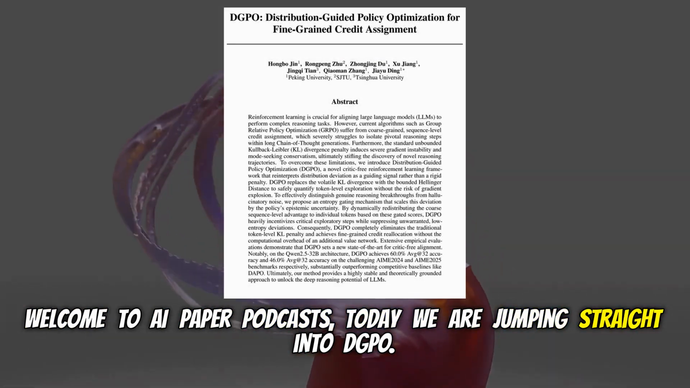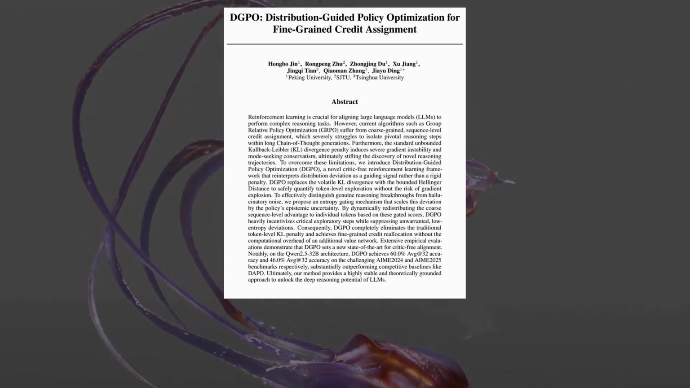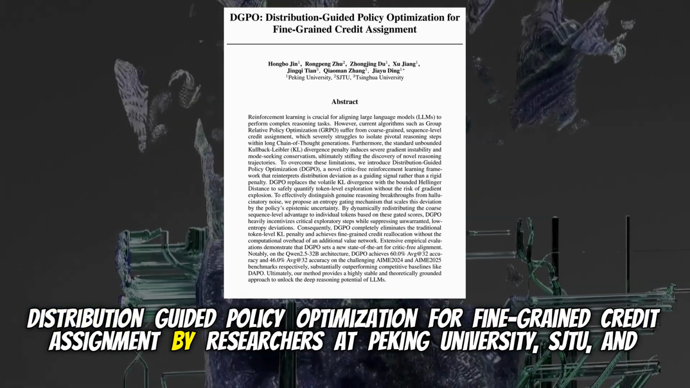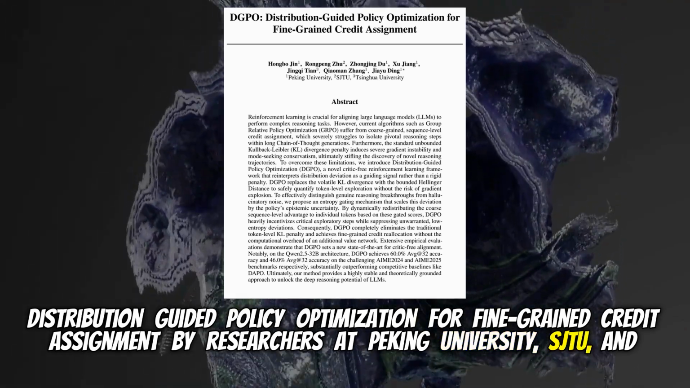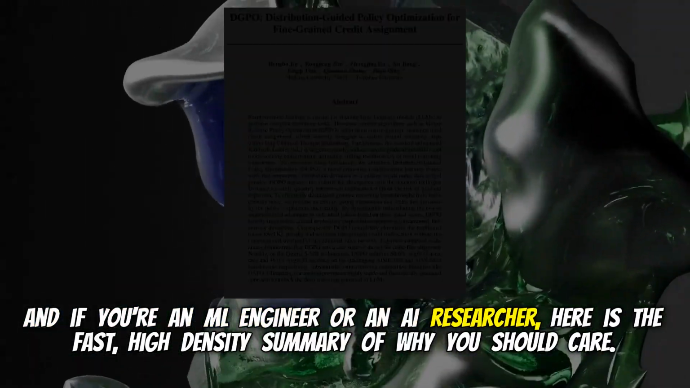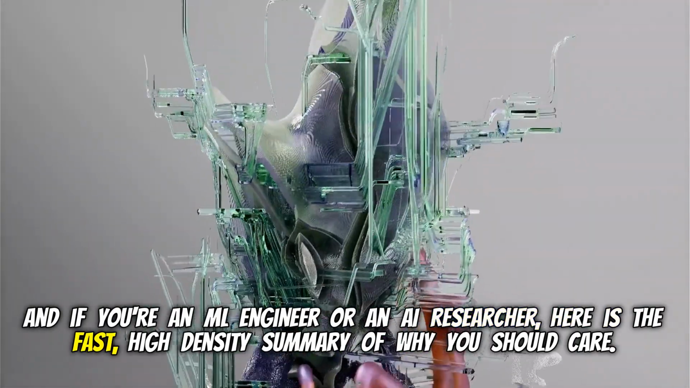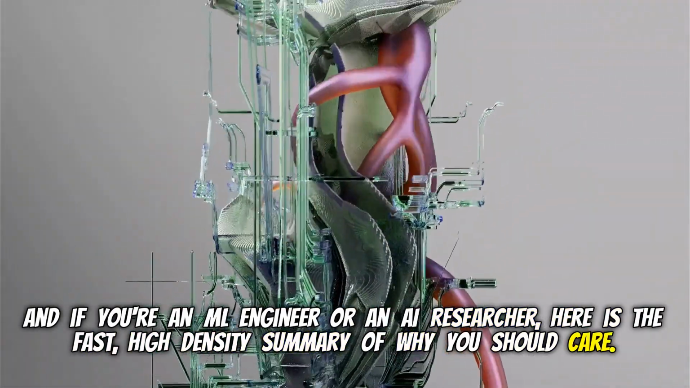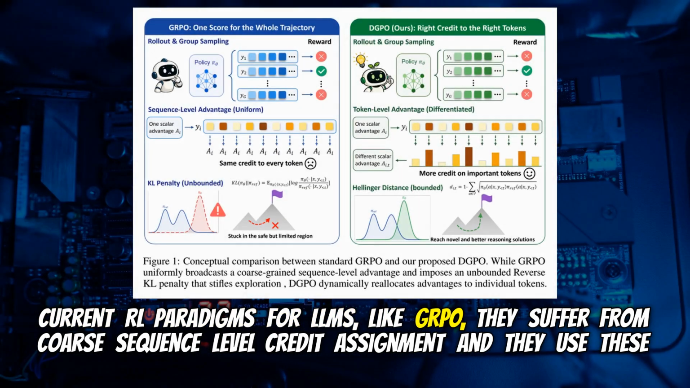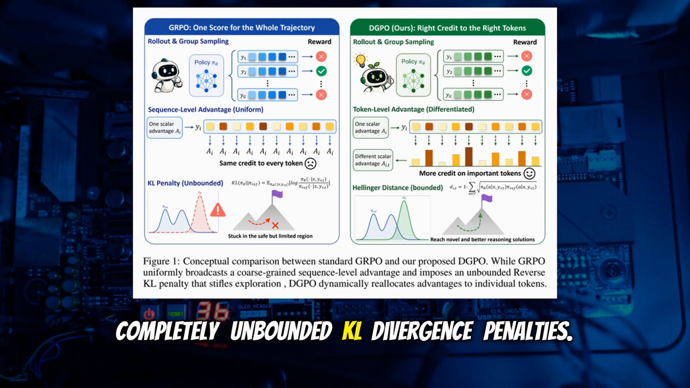Today we are jumping straight into DGPO, Distribution-Guided Policy Optimization for Fine-Grained Credit Assignment by researchers at Peking University, SJTU, and Tsinghua University. And if you're an ML engineer or an AI researcher, here is the fast, high-density summary of why you should care. Current RL paradigms for LLMs, like GRPO, suffer from coarse sequence-level credit assignment, and they use these completely unbounded KL divergence penalties.